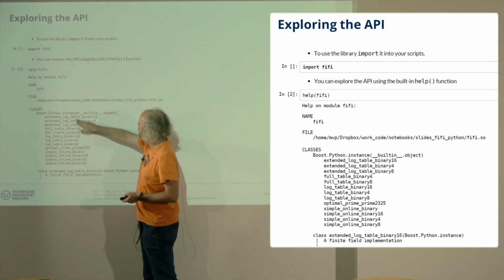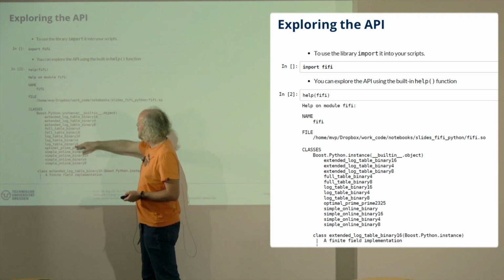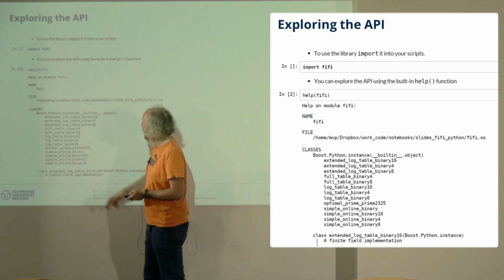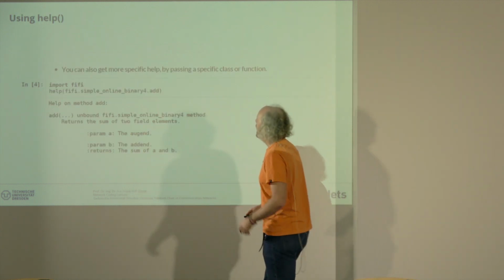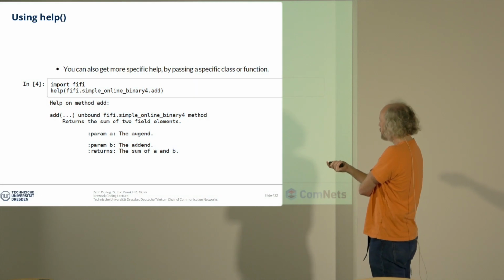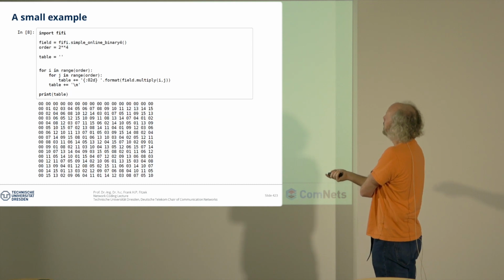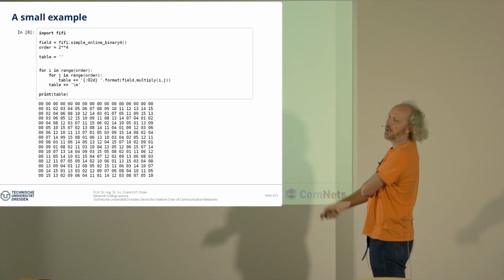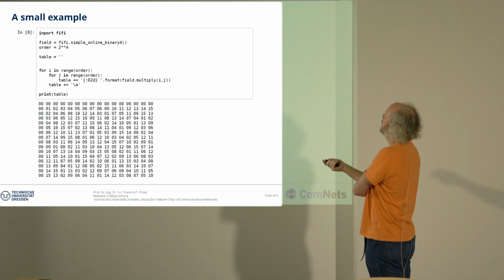It shows you the lookup tables that it has: full table, log table, optimal prime, simple binary. You can use all of that. And what you can do with this, this is still the help information, but you can make your own lookup tables and print them out. And this is quite easy.